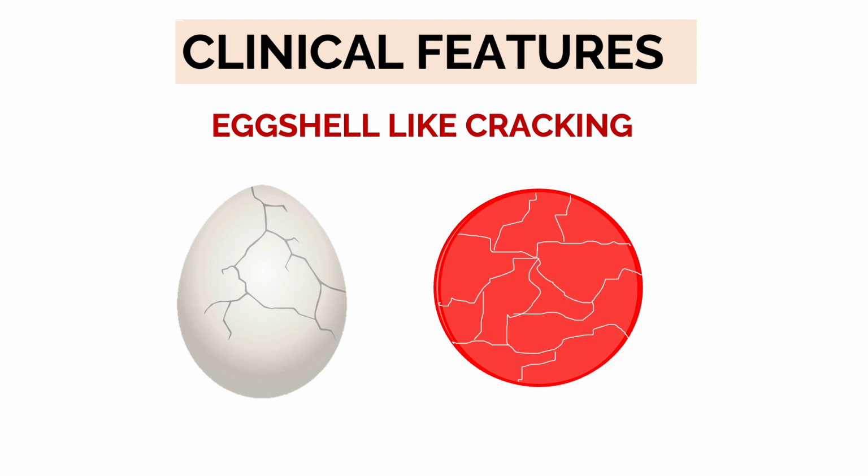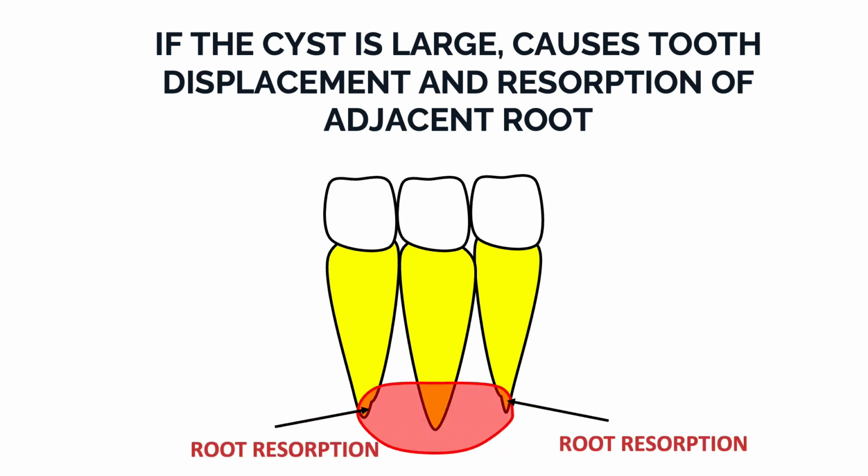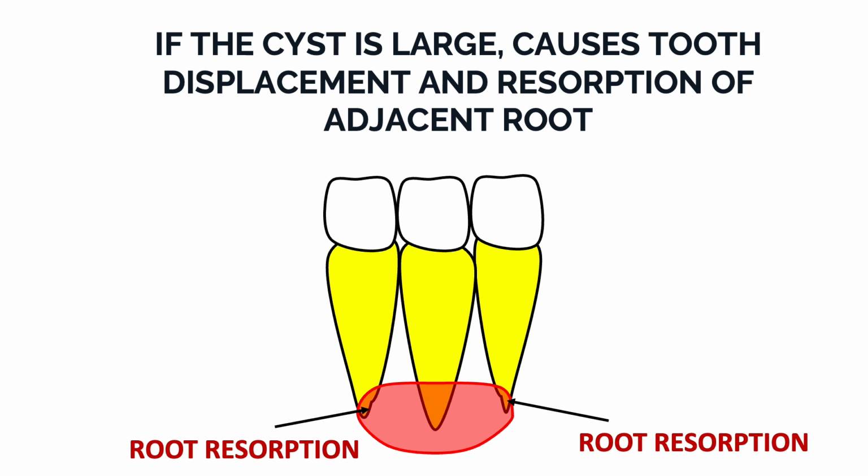cyst. Very important point: if the cyst is large, it may cause displacement and resorption of the adjacent root. As you can see in the figure, due to enlargement of the cyst, the root of the adjacent tooth starts resorbing. So you should take the treatment as soon as possible.